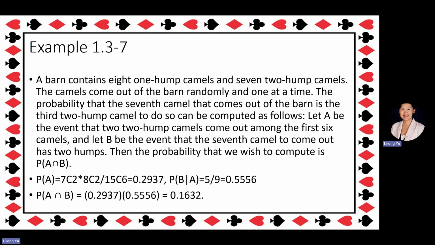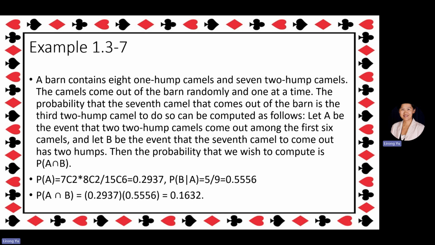A couple other similar examples. This one says a barn contains 8 1-hump camels and 7 2-hump camels. The camels come out of the barn randomly, one at a time. What is the probability that the 7th camel that comes out of the barn is the third 2-hump camel? This can be computed as follows. Let A be the event that 2 2-hump camels come out among the first 6 camels, and let B be the event that the 7th camel that comes out has 2 humps. Then the probability that we wish to calculate is A and B.